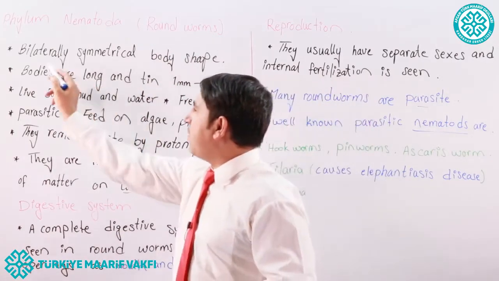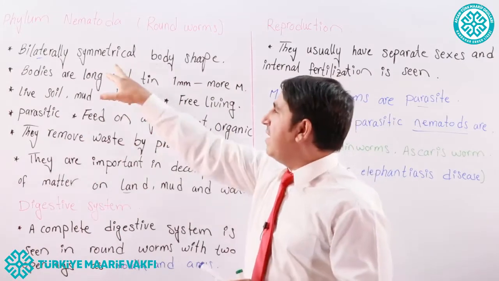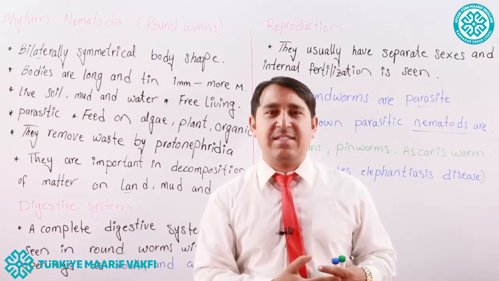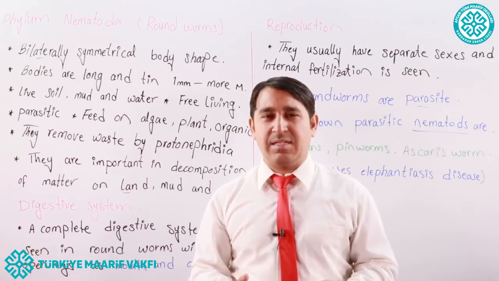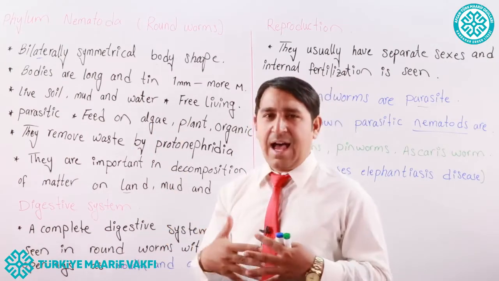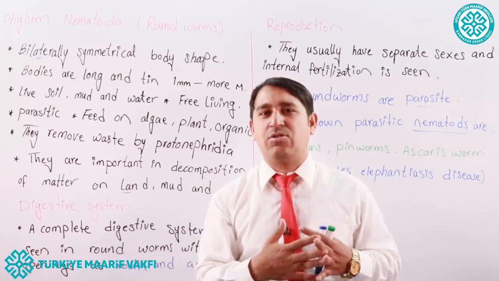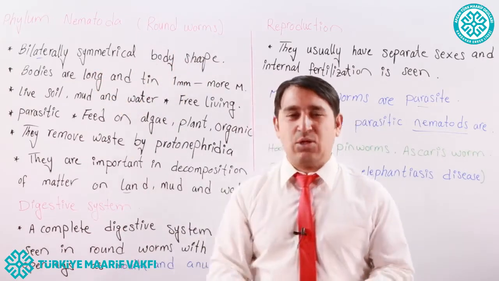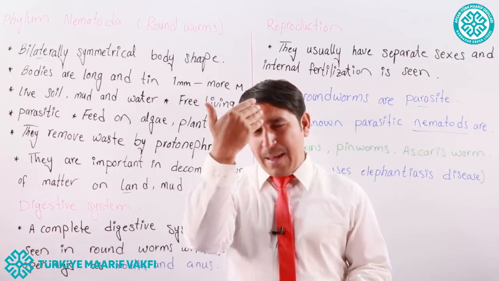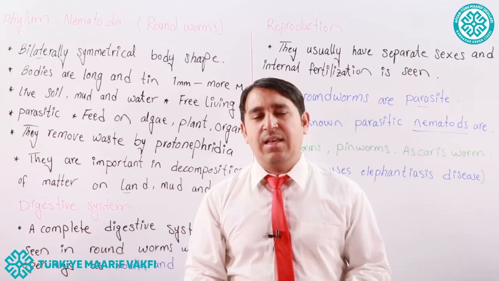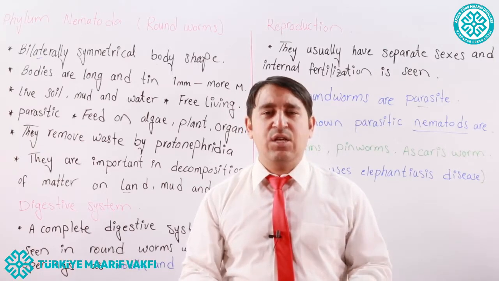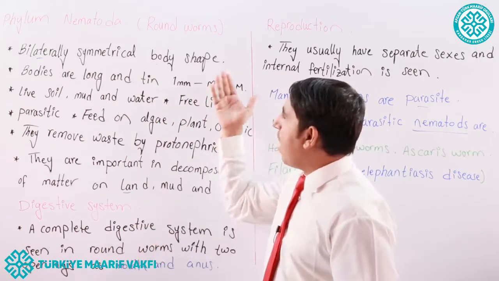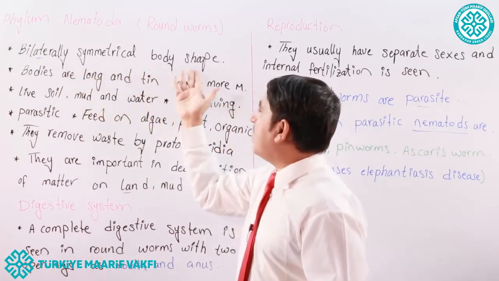If we look at their body structure, they have a bilaterally symmetrical body shape. Do you know what bilaterally means? In the previous lessons we have studied the body plans of the animals. We had many types of body plans: radial symmetry, bilateral symmetry and asymmetry. So the roundworms have bilateral symmetry. What is bilateral symmetry? If we draw a midline in the center part of the living organism and we get two equal parts, in that case we can say that it is bilateral symmetry. So roundworms also have a bilaterally symmetrical body shape.